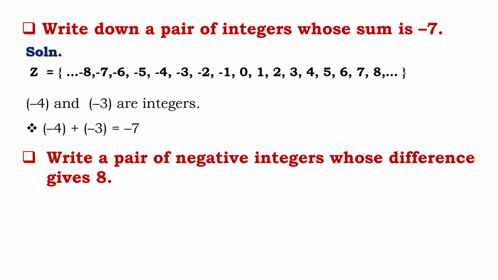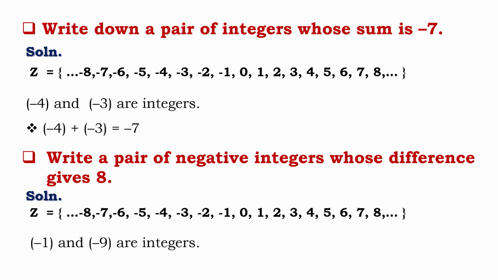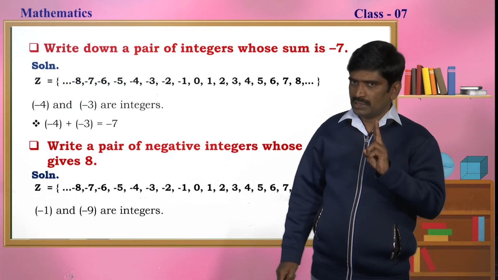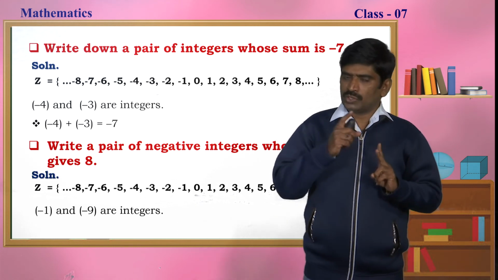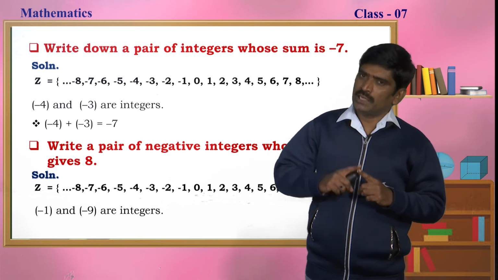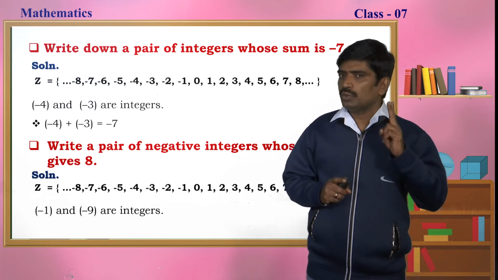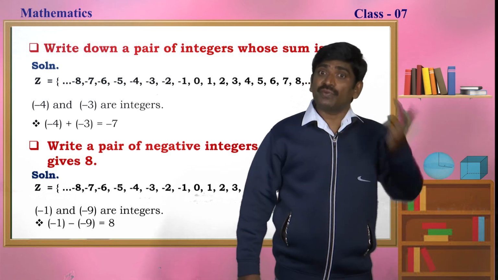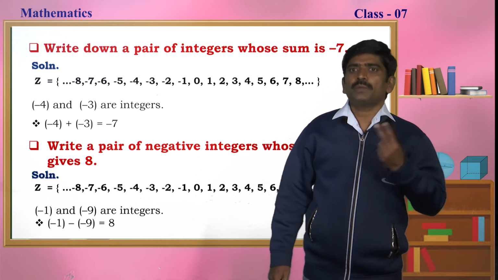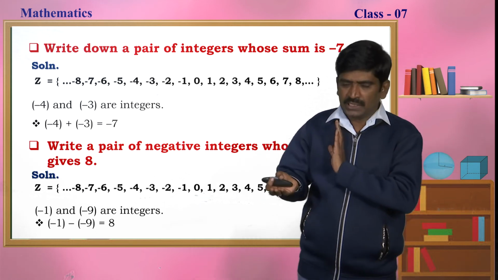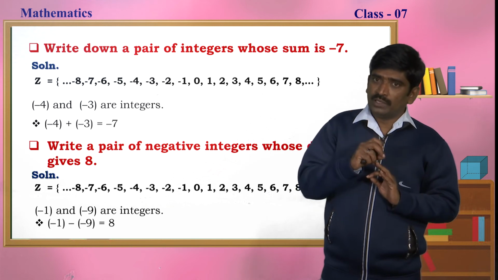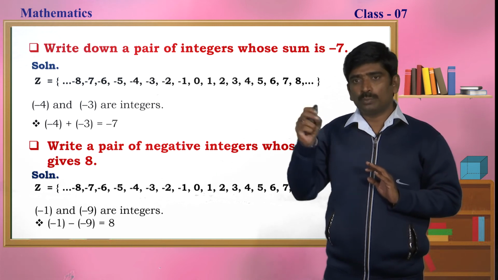Write a pair of negative integers whose difference gives plus 8. These are integers. We take two negative integers which are minus 1 and minus 9. Minus 1 is a negative integer, minus 9 is also a negative integer. Their difference means subtraction. Minus 1 minus of minus 9 is minus 1 plus 9, that is equal to plus 8.